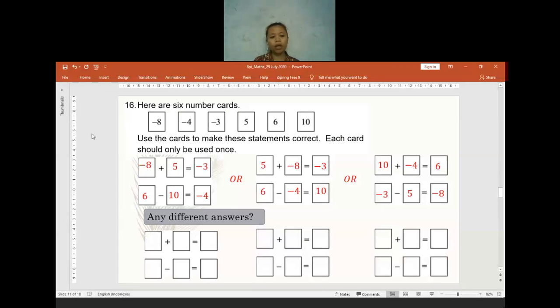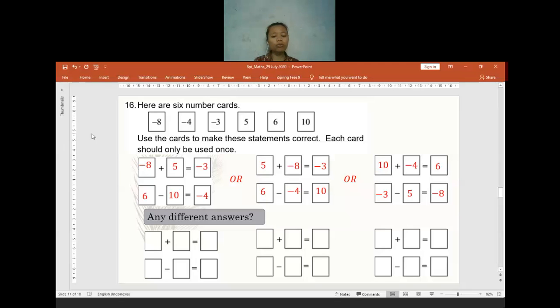Question 16. Use the cards to make this statement correct. Each card should be only used once, so it means we cannot repeat the numbers. In here, I make 3 possibilities. I can do -8 plus 5 equals -3. 6 minus 10 equals -4. 5 plus -8 equals -3. 6 minus -4 equals 10, and so on.